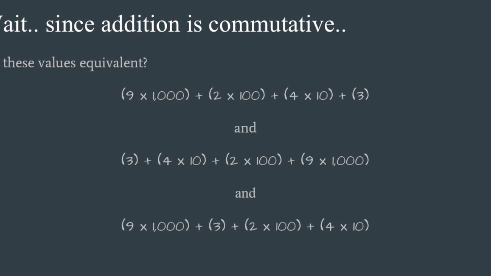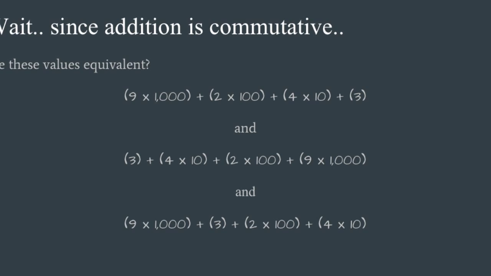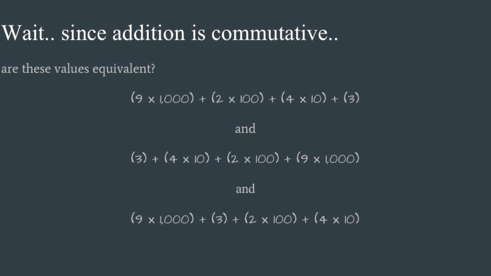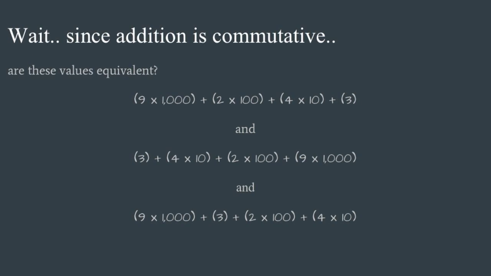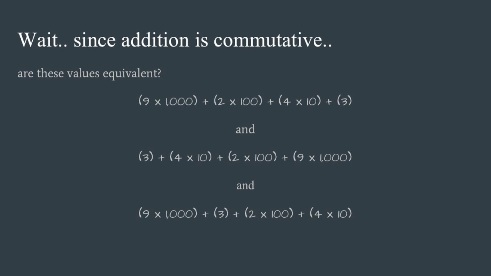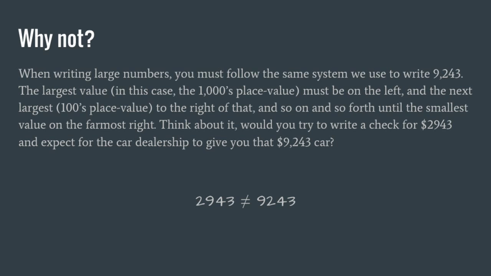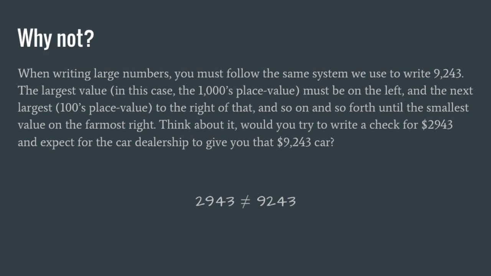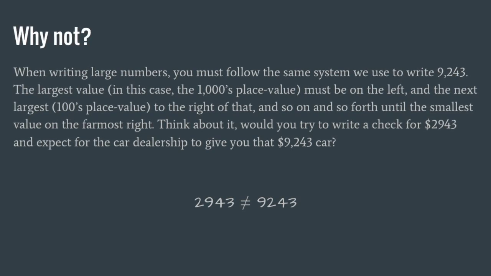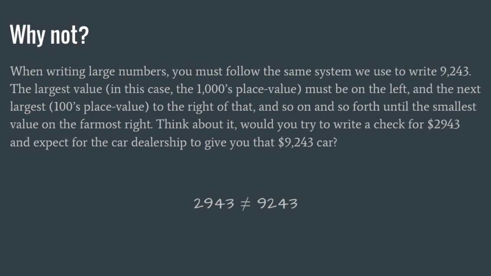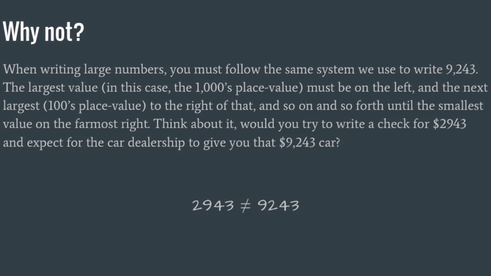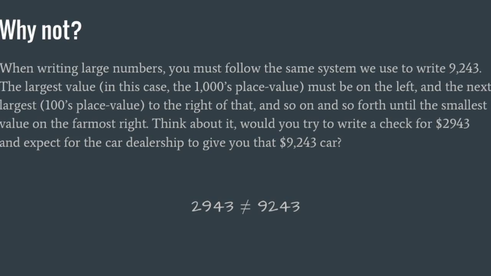You may be wondering, since addition is commutative, couldn't we write 9,243 in a bunch of different ways? And while that's a good point, very smart, I'm proud of you, it's wrong. Just like how we write our numbers, it's just proper form to write the largest number or largest place value to the left, the next largest to its right, and so on and so forth until you get to the smallest place value to the far right.